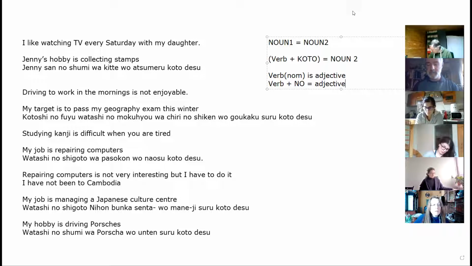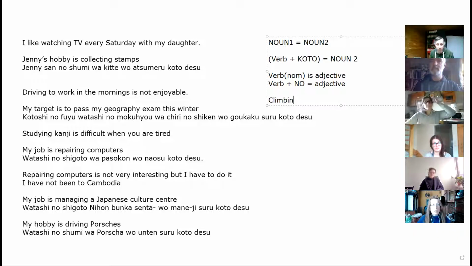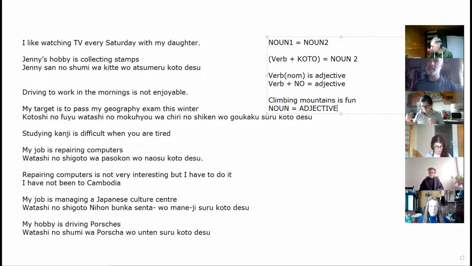You'll understand what this means in just a second. So what I mean, in fact, let me explain it now. Let me give you an example. For example, I've said climbing mountains is my hobby. So noun equals noun. Now I want to say climbing mountains is fun. So this is now noun equals adjective. Climbing mountains is fun. So this is very clearly noun equals adjective. Okay. We must use no when we're talking.